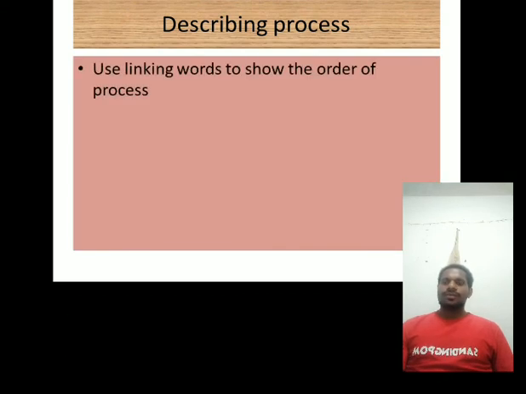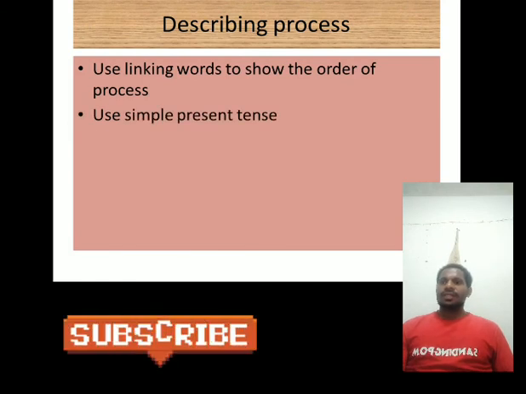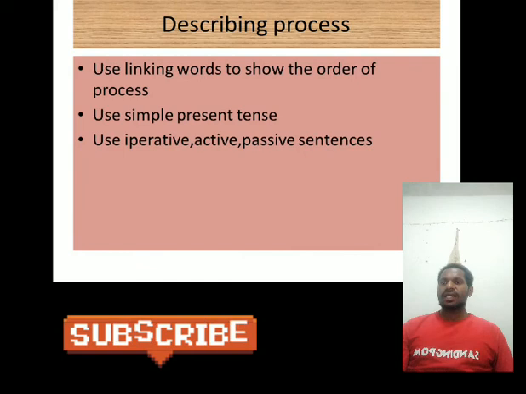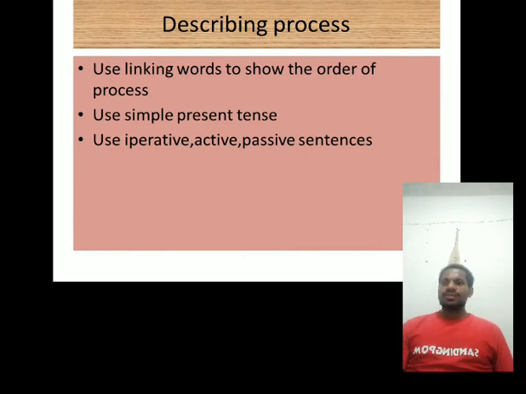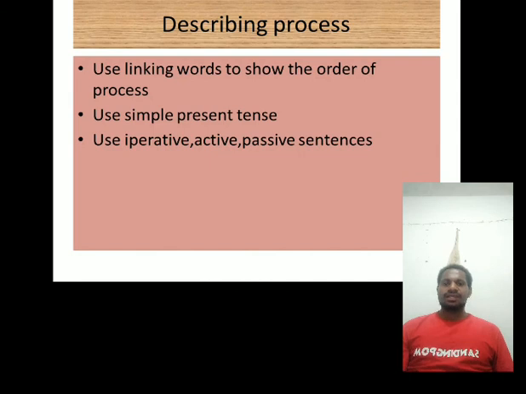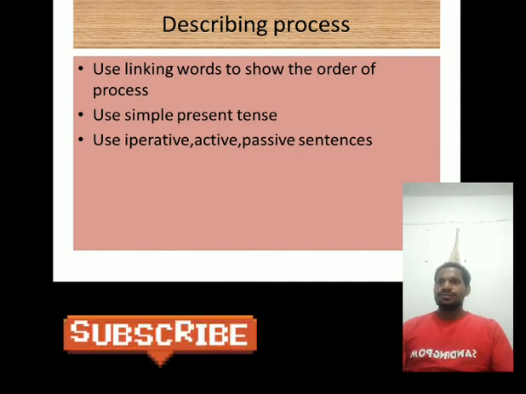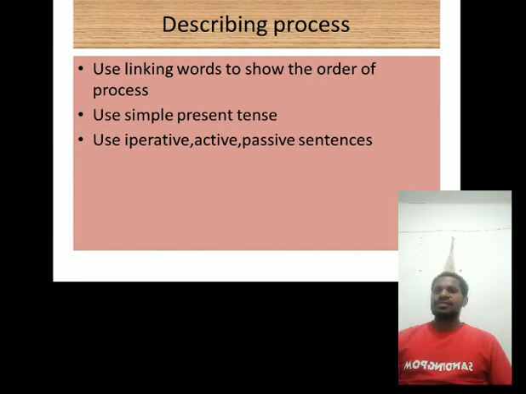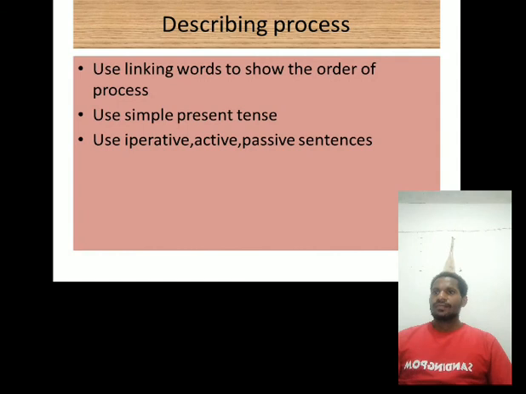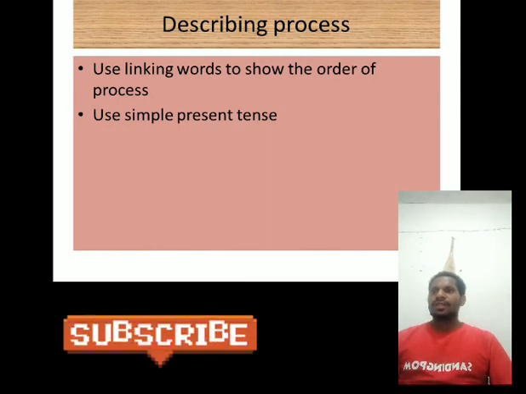Describing process. Use linking words to show the order of the process. Use simple present tense. Use imperative, active, passive sentences. So, in describing a process we use linking words to show the process. After that we can use simple present tense to explain a process. Then we can use imperative sentences, active sentences, and passive sentences.